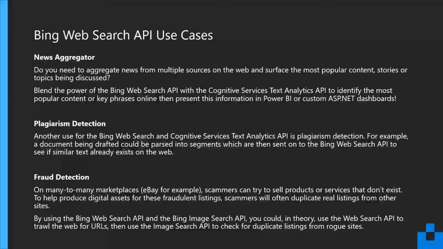Fraud detection is another example. So what you can do is use the web search API and in theory the image search API to trawl the web for websites that contain images and URLs that are similar to yours. And then if you identify those, then you've potentially got a website selling counterfeit goods or things like that. So that closes out the web search API.